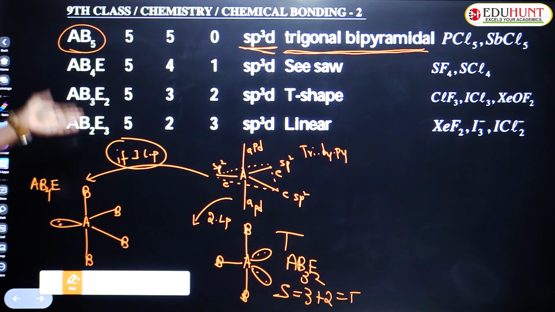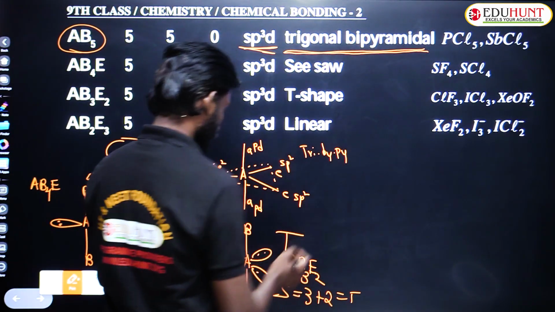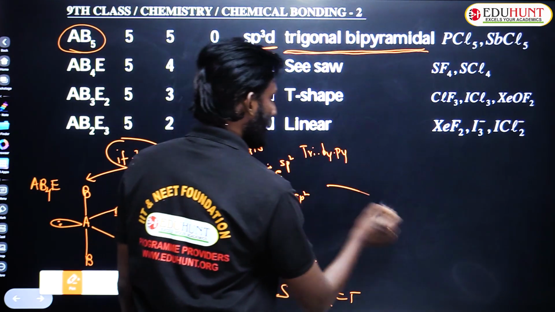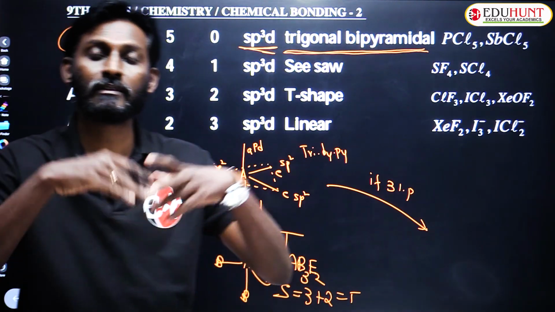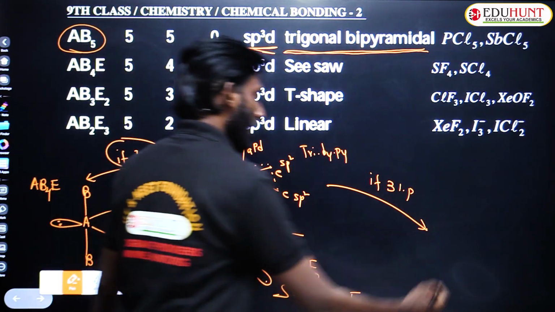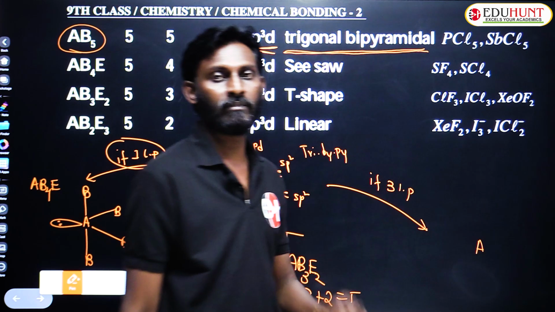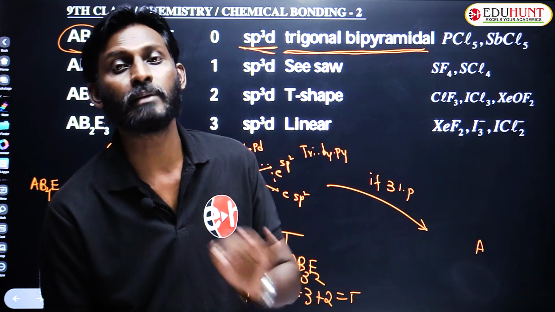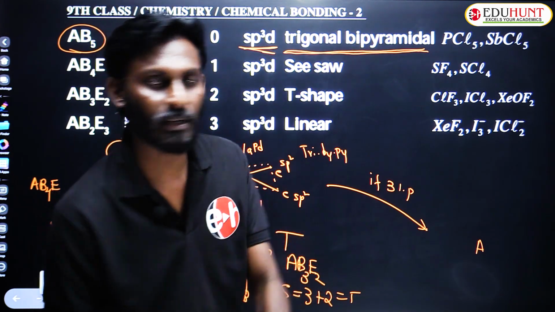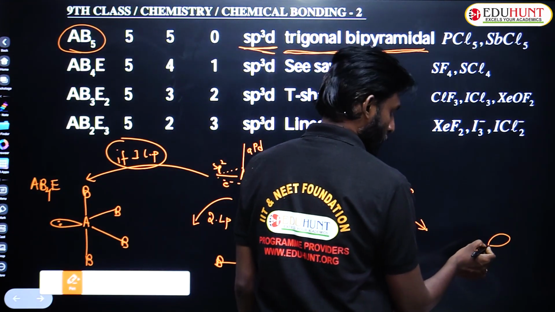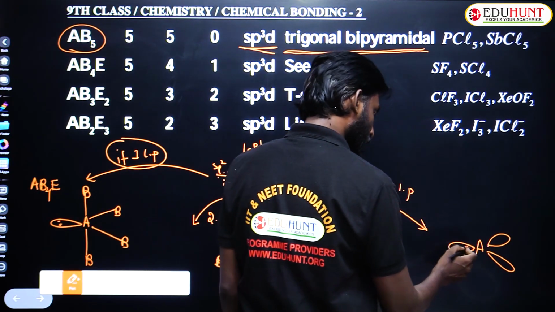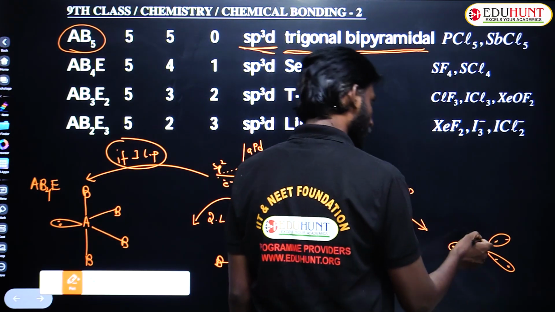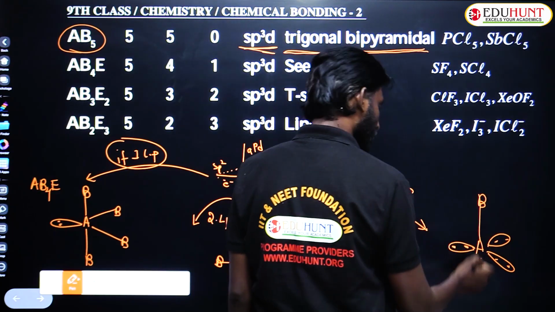Now the last case for this 5 electron pair model: what happens if there are 3 lone pairs? Among the 5 electron pairs, if 3 are lone pairs, I told you several times, lone pairs prefer equatorial positions. One equatorial is occupied by a lone pair, another by a lone pair, and the third equatorial also by the third lone pair. The axial positions are occupied by bond pairs.